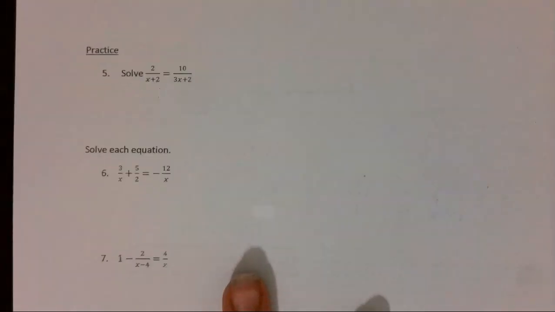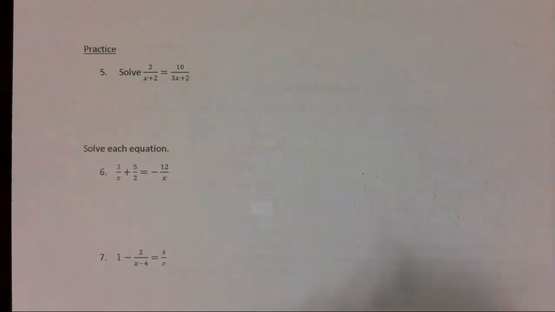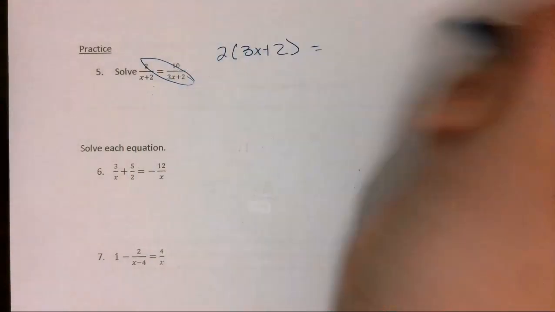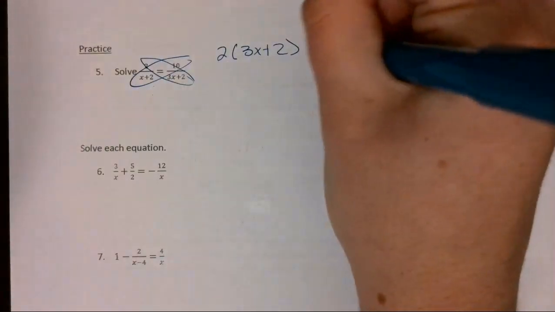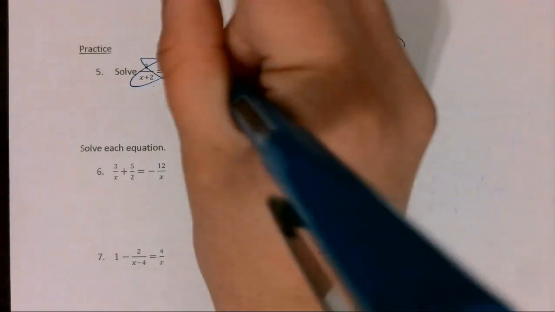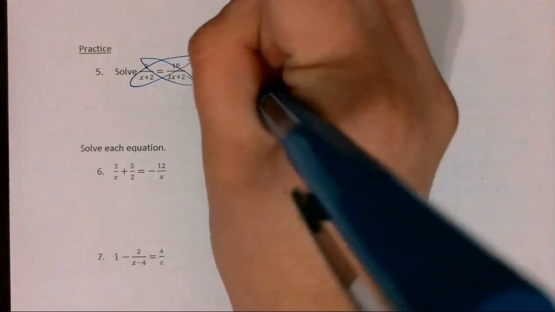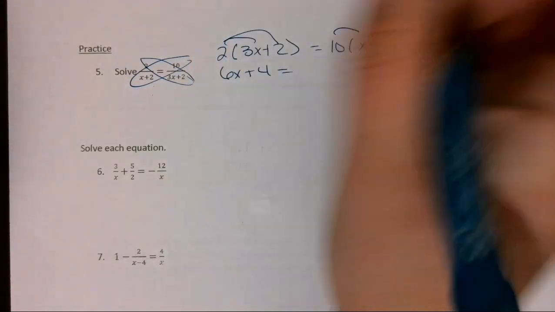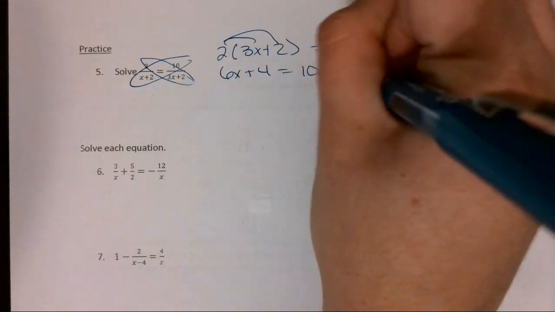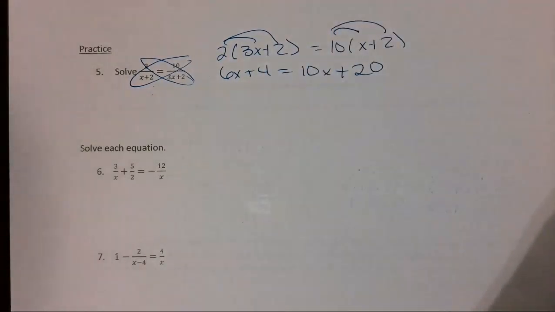Okay. So over here on the first one, we just need to cross multiply. So I have 2 times 3x plus 2. And then on the other side, I have 10 times x plus 2. I want to distribute. I have 6x plus 4. Over here, I have 10x plus 20, because I forgot to do 10 times 2.